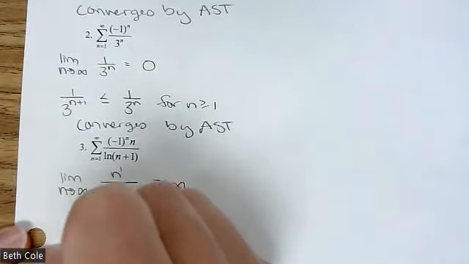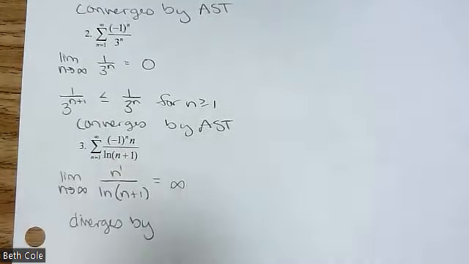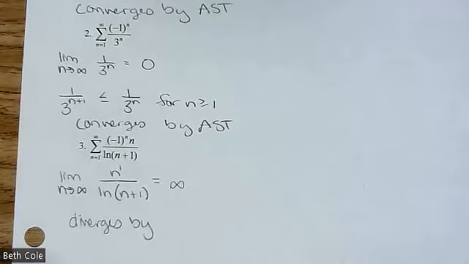Diverges by what test? It's not actually the alternating series test, because at that point, it didn't really matter that the series was alternating. It diverges by which one of these? Your nth term test.